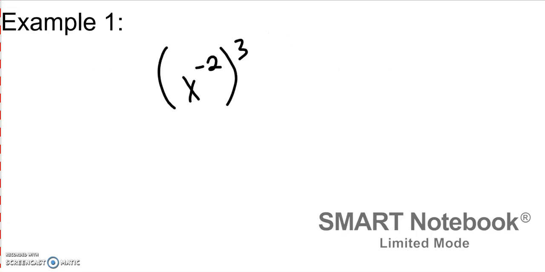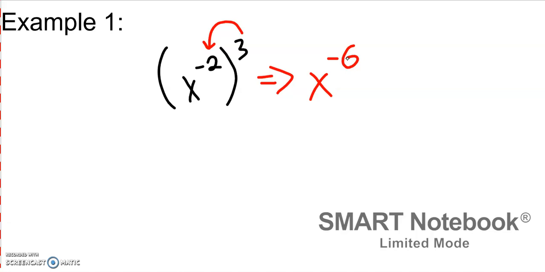Example number one, we have the quantity x to the negative second being raised to the third power. Now, in using the product of powers property, we're going to distribute this power of 3 into the set of parentheses and the other exponents within it. We only have one base with one exponent inside the set of parentheses, so it's going to turn into x to the negative sixth, because when we distribute the exponent in this property, we multiply the two exponents together, and negative 2 times positive 3 is negative 6.